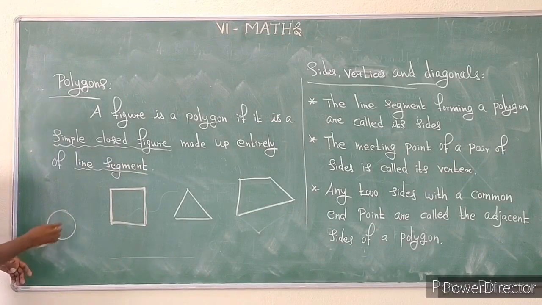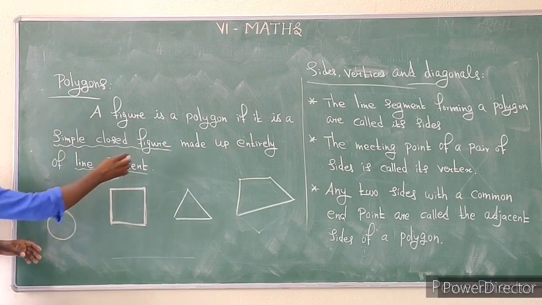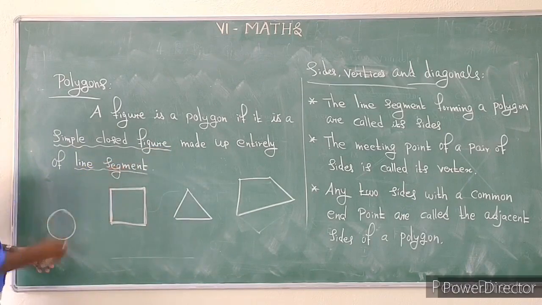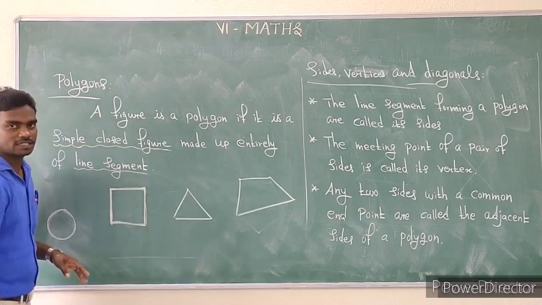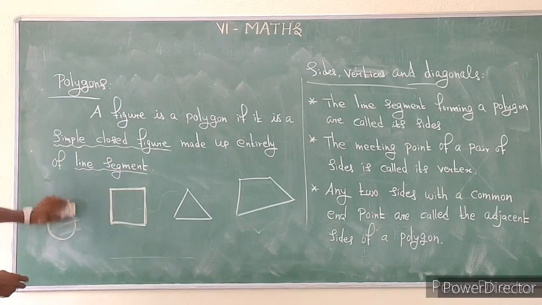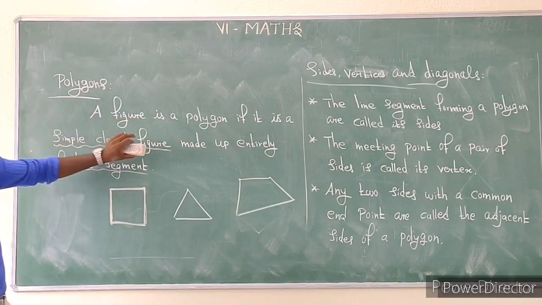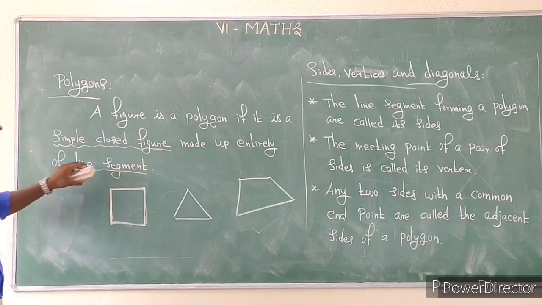A circle is also a simple closed figure. A circle is a simple figure because it does not meet or intersect itself at any point. A circle is a simple closed figure, but it is not a polygon, because a polygon is made up of line segments only. This one is a curved segment, and the other three sides are line segments. So a circle is not a polygon. So what is a polygon? A figure is a polygon if it is a simple closed figure made up entirely of line segments.